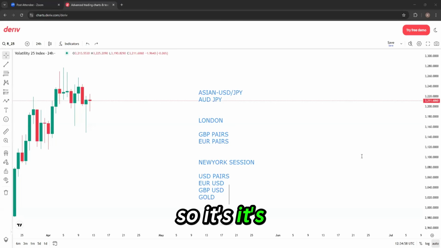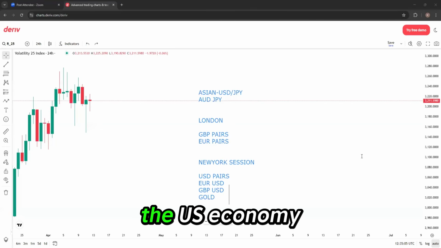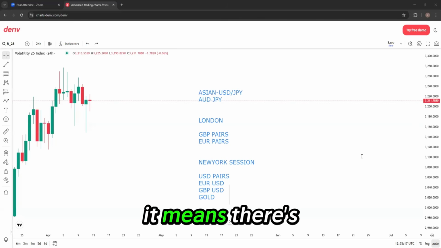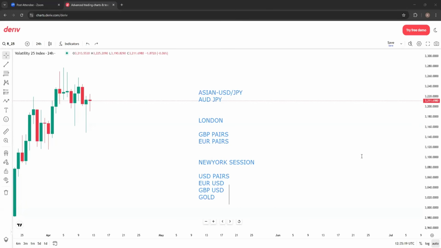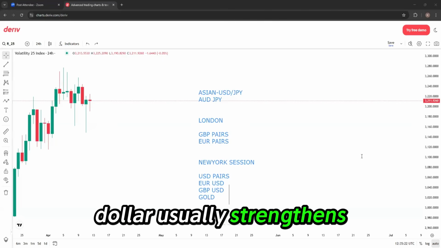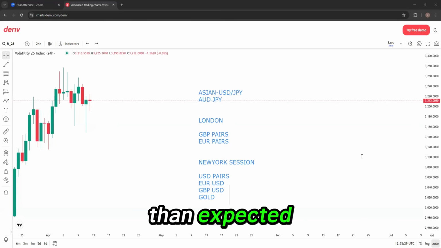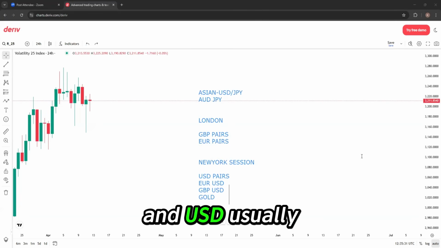The reason why it's high impact news is because it's an event that shows how strong the US economy is. So if the NFP was strong, it means there's more jobs than expected, and the US dollar usually strengthens. If the NFP was considered to be weak, it means there's fewer jobs than expected within that economy, and USD usually weakens.